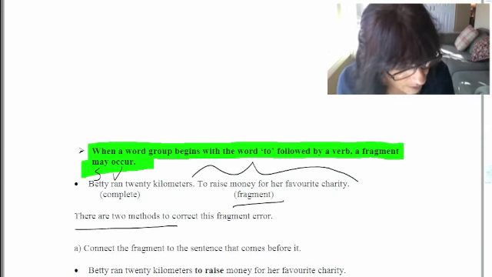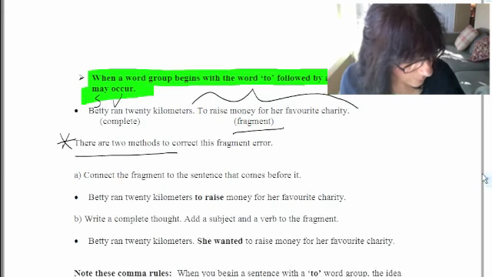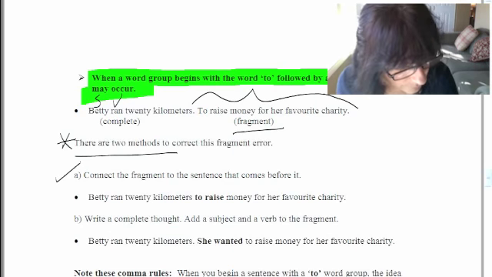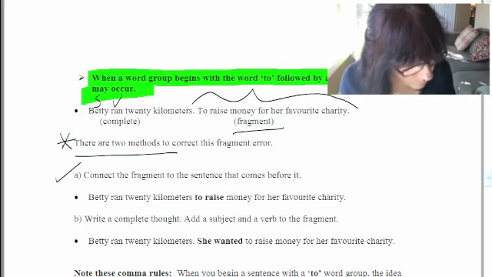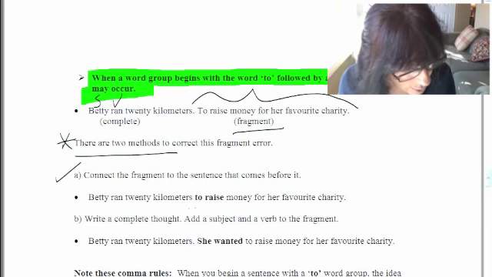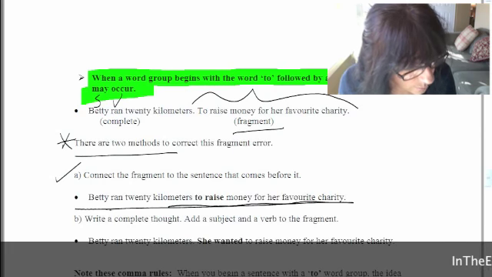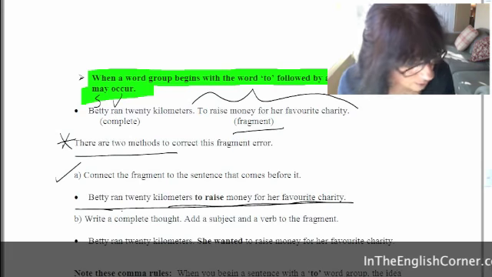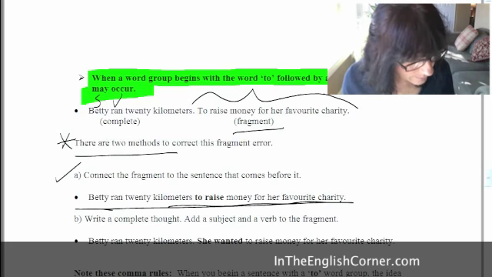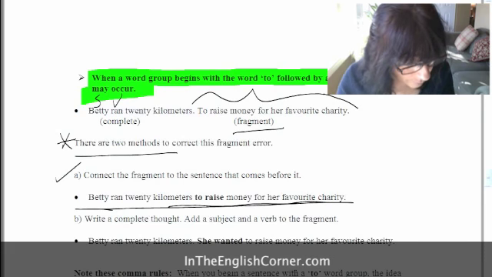So there are two methods to correct this fragment error. And let's take a look at the ways I've corrected them. The first one, you could connect the fragment to the sentence that comes before it. So you could join this fragment, to raise money for a favorite charity, to the sentence that comes before. So here's the correction. Betty ran 20 kilometers, and here we're joining it, to raise money for her favorite charity. You don't need any punctuation here. And I'll explain that further in a moment.